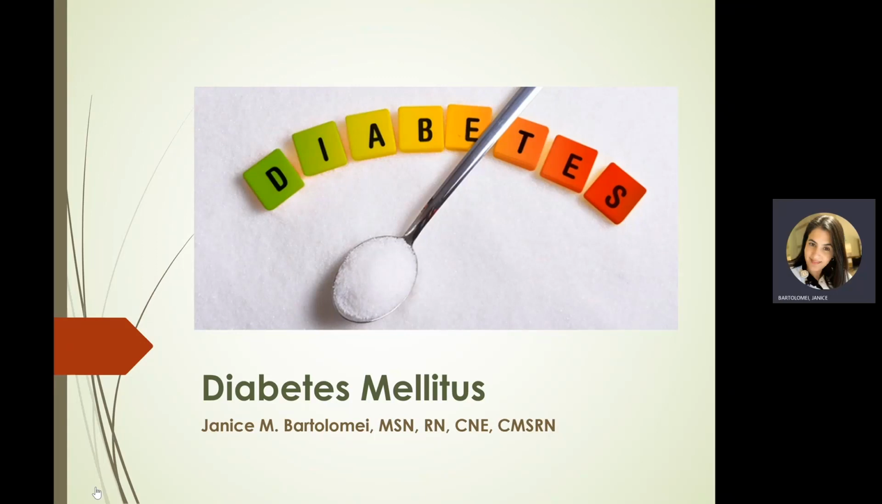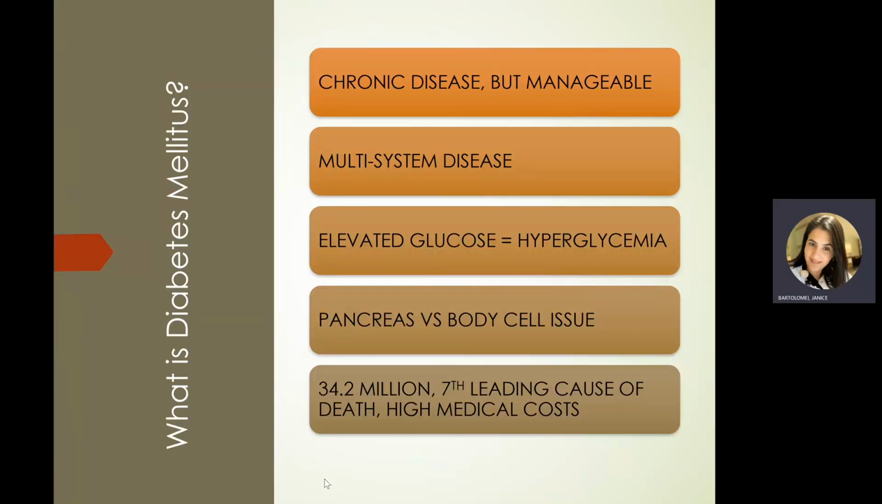All right, so what is diabetes? Well, diabetes is a chronic disease that affects the pancreas, where the pancreas is not producing enough insulin for the body to regulate glucose levels. It is a manageable disease. However, I'm going to almost say that it affects the entire body, but multiple organs throughout the body.